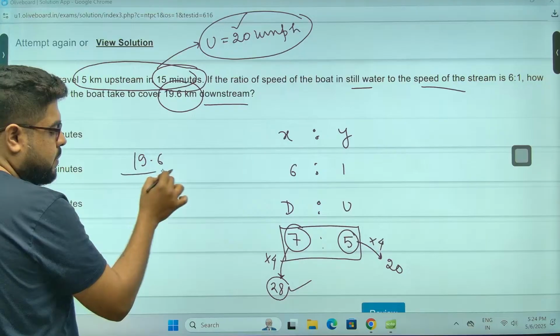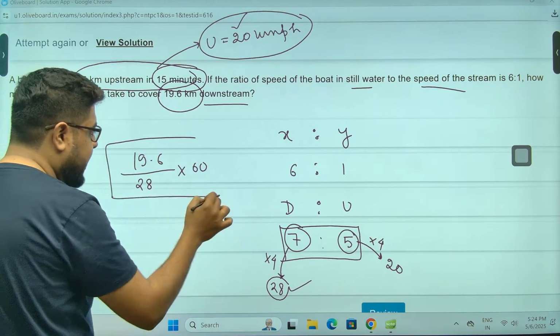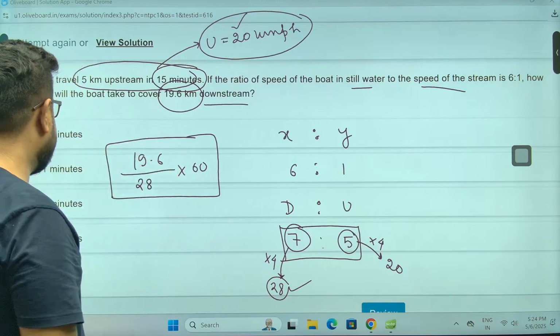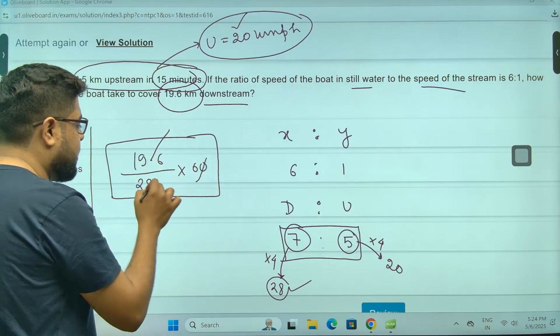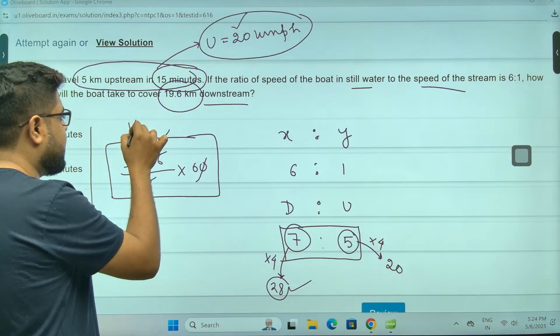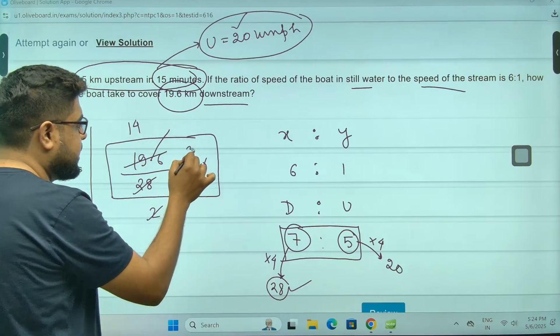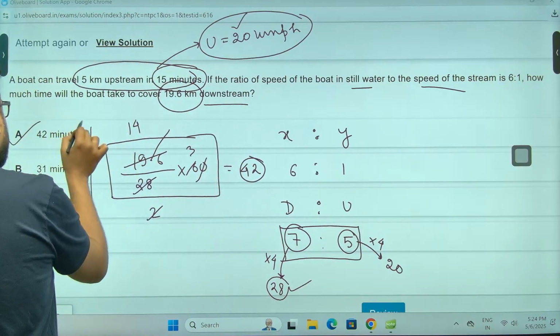Now they are asking for the time for this much distance downstream: distance by speed. And again you need to multiply by 60. You will ask, why 60? Because the answer is in minutes; the options are all in minutes. This point gone, 0 gone. This is 14 square. 14 into 14, 114 gone, 114 remaining, this is 2 remaining, this is 3. So 42 minutes is the answer. Option A is the answer.